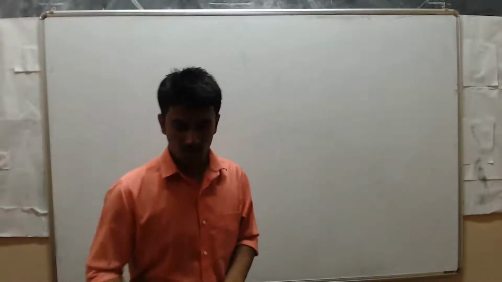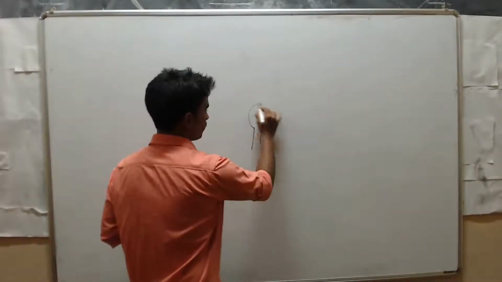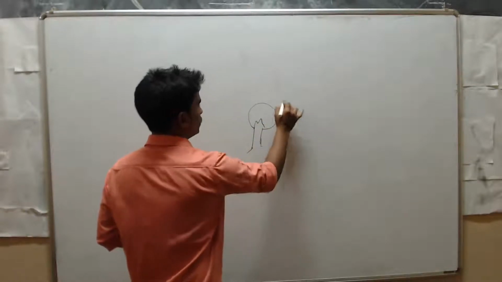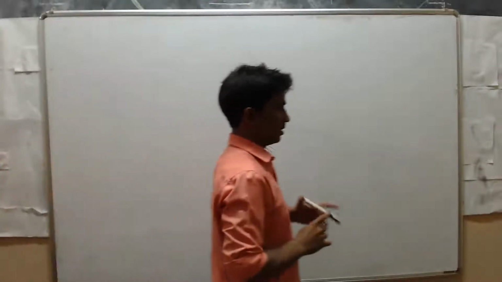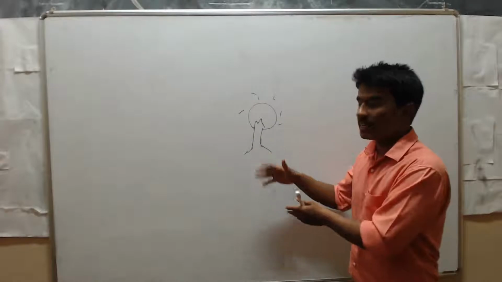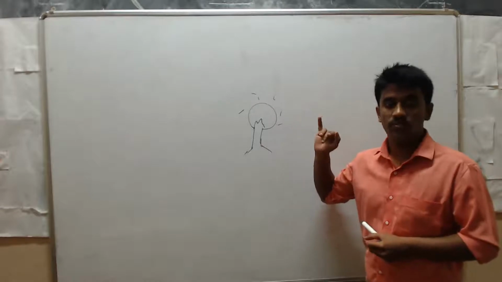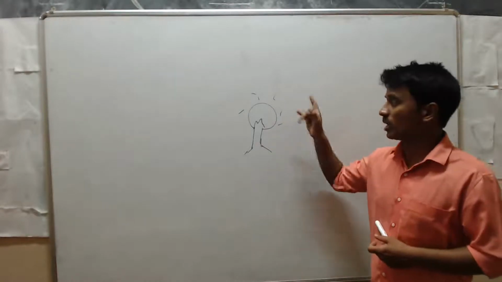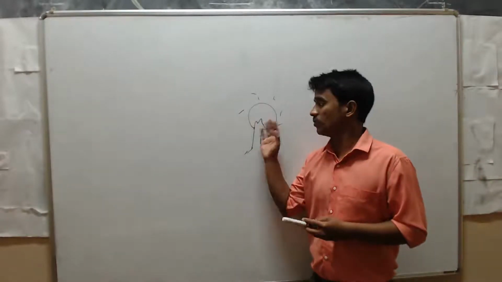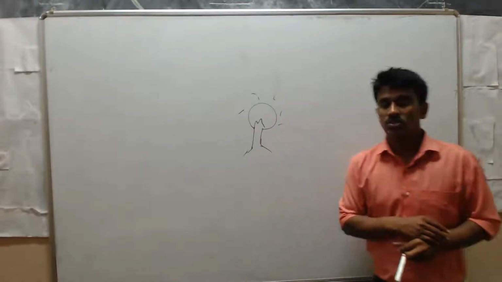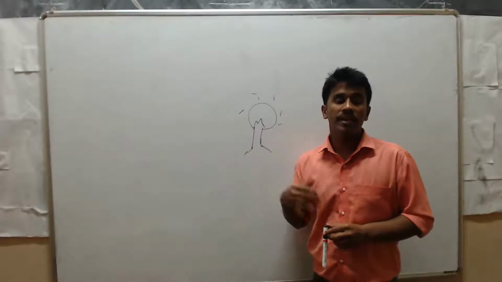For example, take one bulb. It will glow when you pass electrical energy. So this bulb converts electrical energy into light energy and heat energy. What is the function of this bulb? It converts electrical energy into light energy and heat energy. We get light energy, plus if you use it for a long time, when you touch the bulb, you can feel heat. That's why this bulb converts electrical energy into light energy and heat energy.